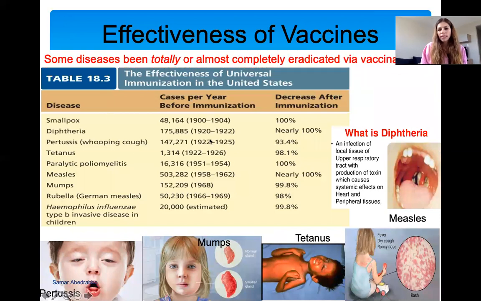So just to talk about some diseases that have been almost completely eradicated or totally eradicated by vaccines. Smallpox has been eradicated. These are the diseases that are almost gone due to vaccination. Diphtheria is a bad infection of the upper respiratory tract. Pertussis, which is whooping cough, is nearly gone. Tetanus causes locking of joints. Polio can cause paralysis. Measles, mumps, rubella, just many different viral diseases that we've eliminated due to vaccines.